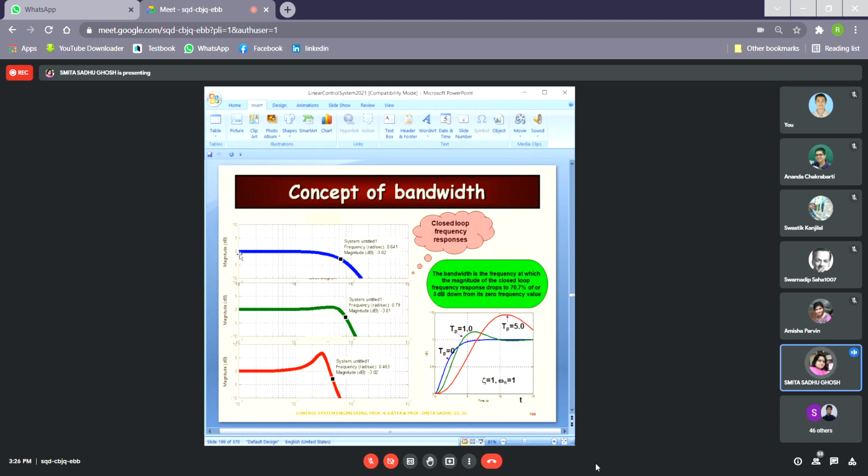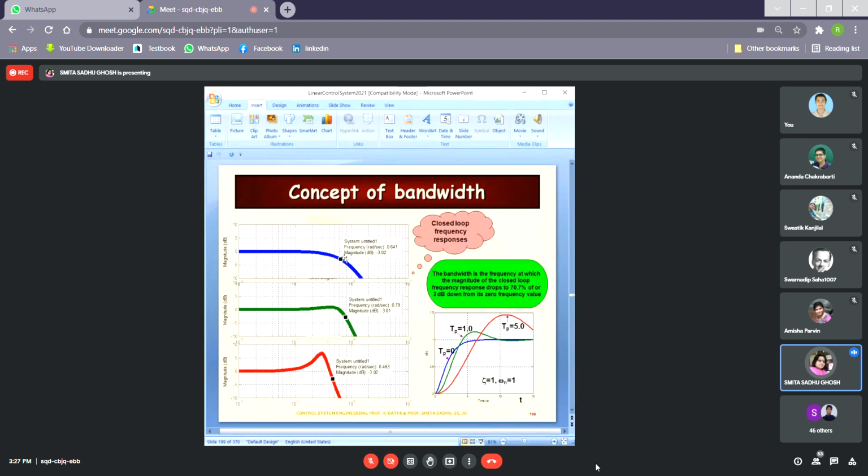Now, as per the definition of bandwidth, we have to find where the value of magnitude is minus 3 dB down from its zero frequency value, which means that in this case, since the zero frequency value is also 0 decibels, the frequency at which the value of the magnitude becomes minus 3 decibels, or almost minus 3 decibels, will give us the bandwidth. So for the first plot, you find that here the cursor is showing you minus 3.02.